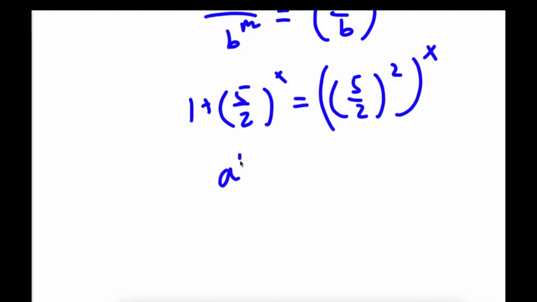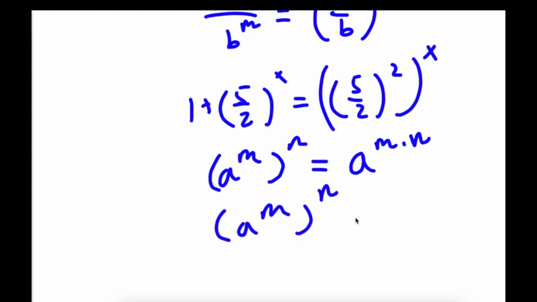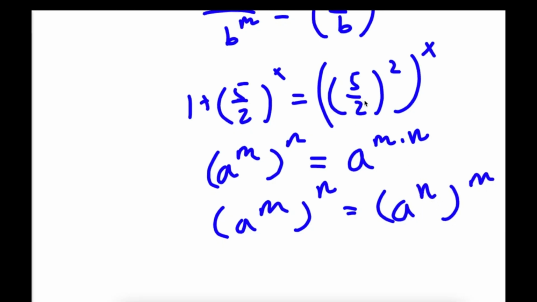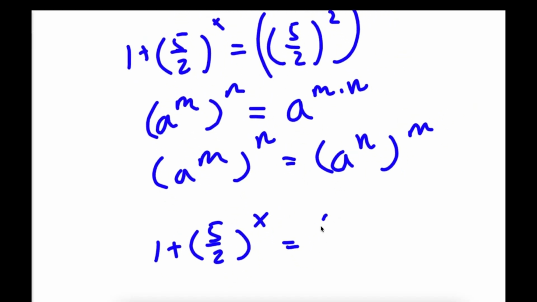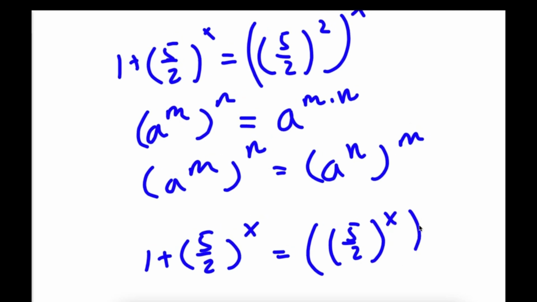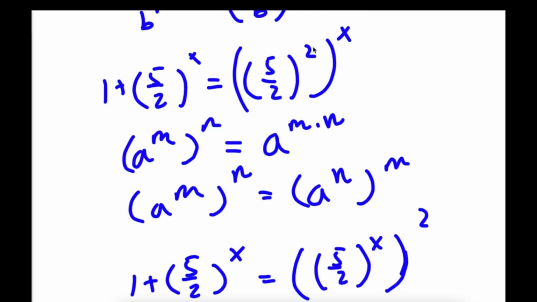Now, if I have something in the form a to the power of m to the power of n, this is equal to a to the power of m times n. And for multiplication, the order doesn't matter, right? Meaning, a to the power of m to the power of n is also equal to a to the power of n to the power of m. So 5 over 2 to the power of 2 to the power of x, we can rewrite as 5 over 2 to the power of x to the power of 2. So we simply switch the order of 2 and x.